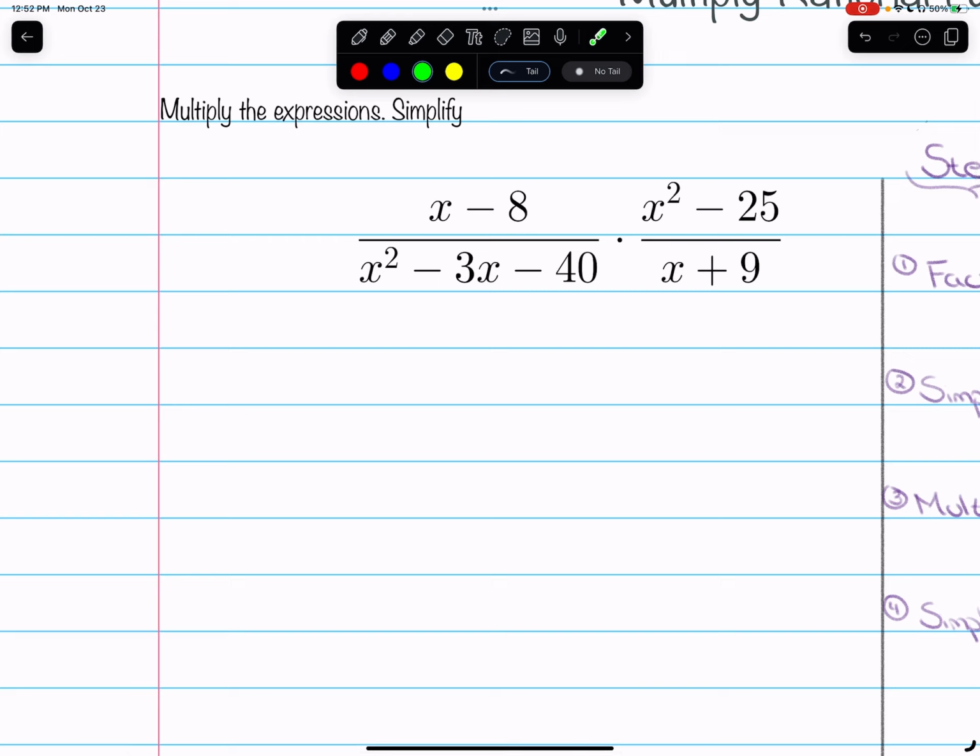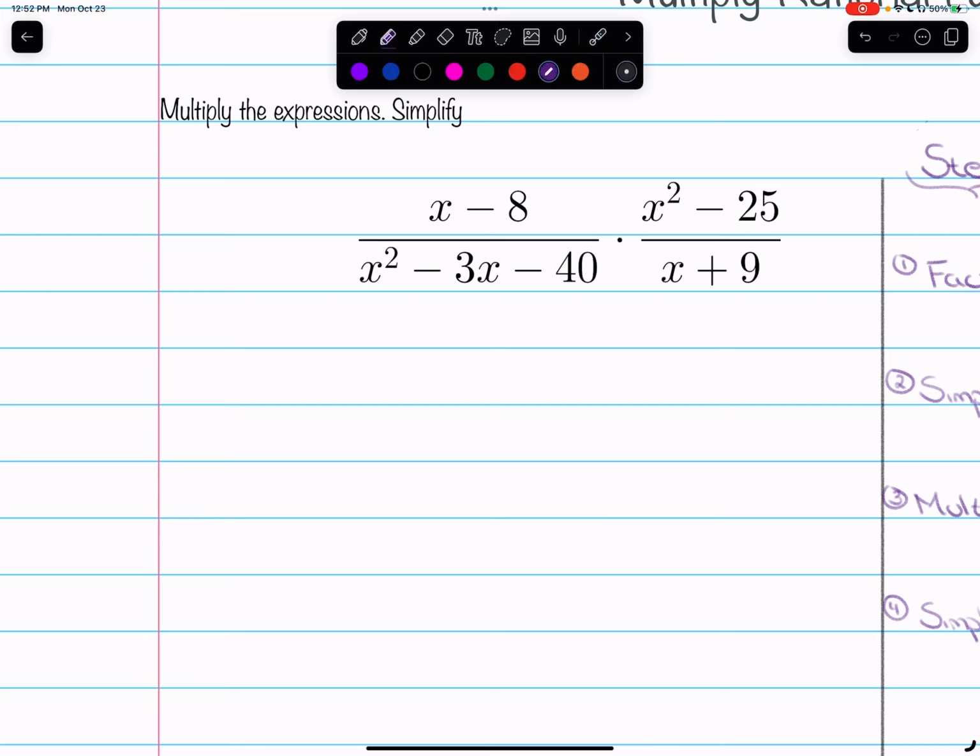When we multiply fractions, we multiply exactly like we did with fractions. The rational expressions work the same way. If you need a refresher on that, I have a video on multiplying fractions, okay? Before we get to the multiplication process though, we are going to factor each one of these pieces, okay? If you need a refresher on that, I have a video on factoring as well, okay?